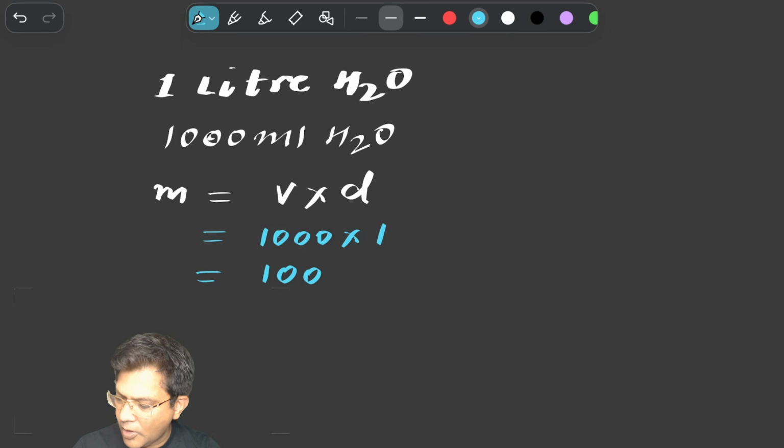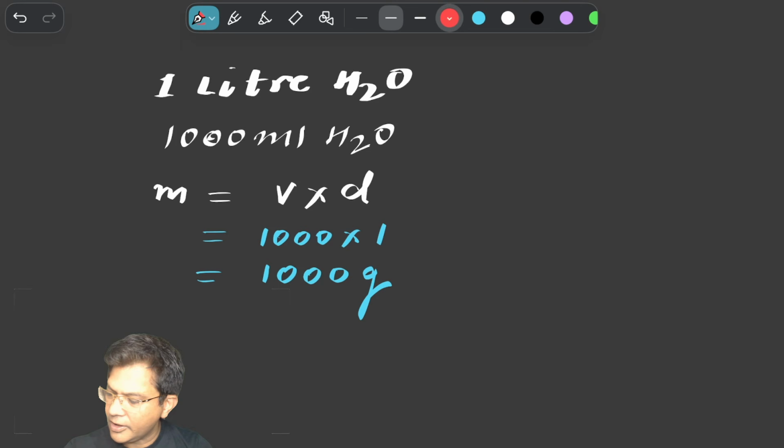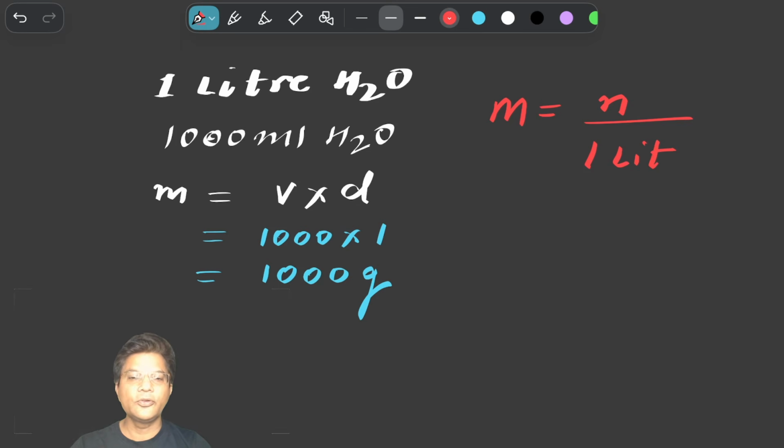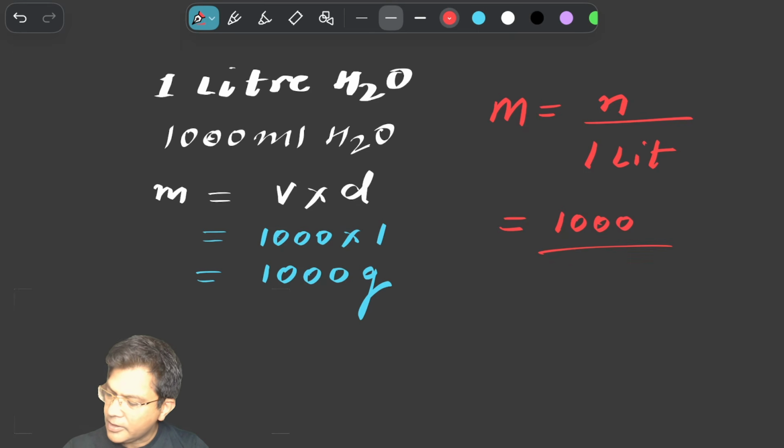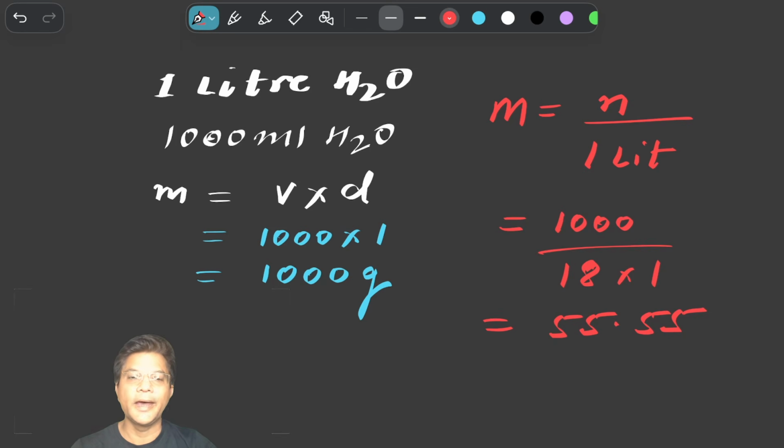Now if I talk about the molarity of water, then we know that molarity is equal to the number of moles of solute dissolved per 1 liter of solution. The number of moles is the weight of solute in grams divided by molar mass. Here water is both solvent and solute. So 1000 gram divided by 18 into 1 liter will come out to 55.55 moles per liter. So remember that whenever this value comes, it is the molarity of water.